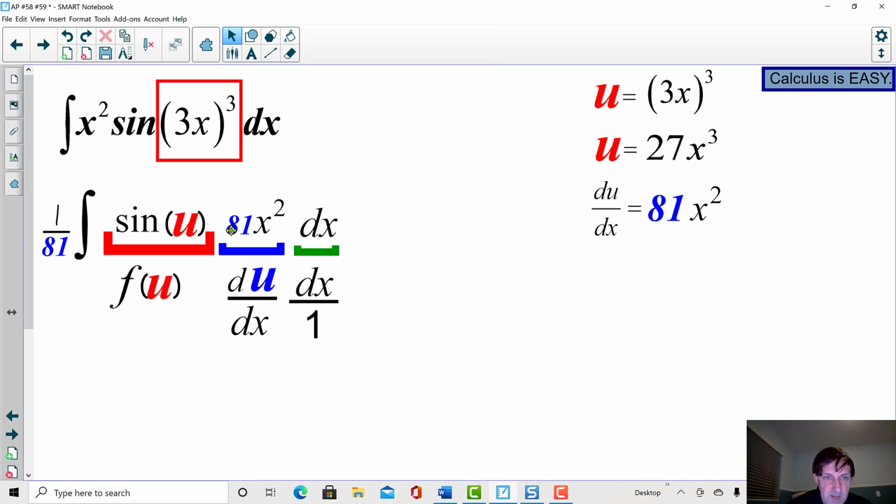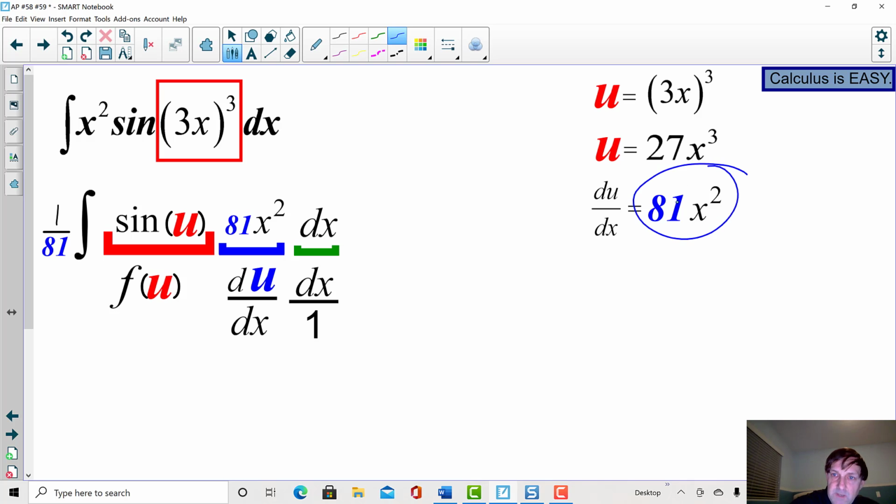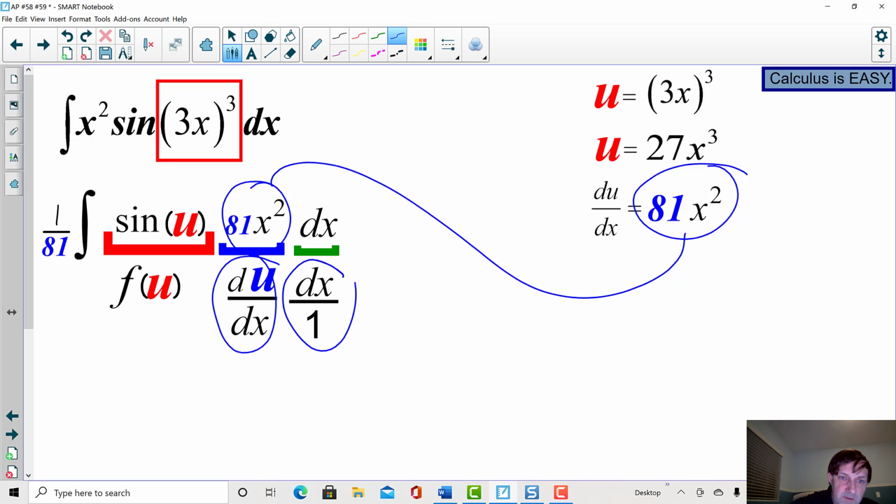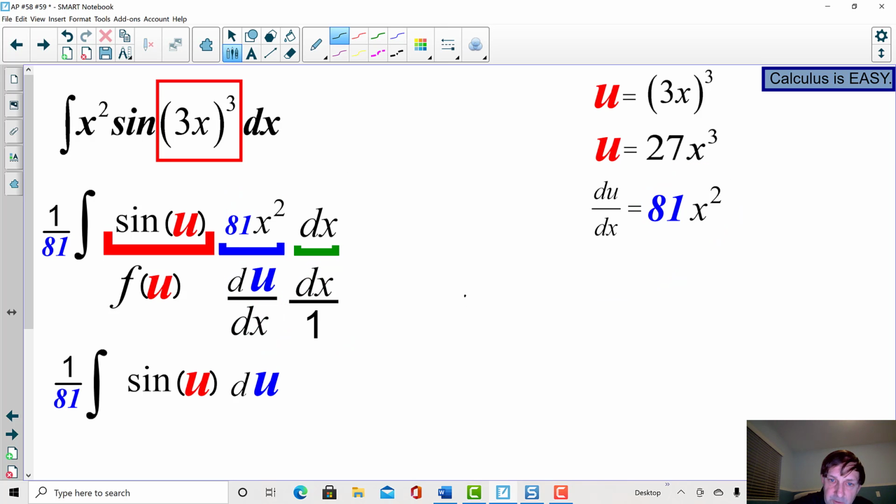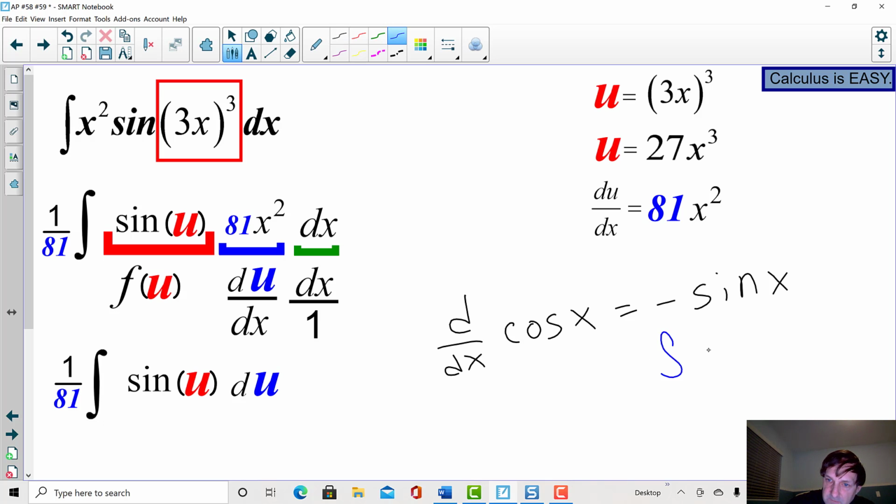And now I do have an 81x squared, so my du dx is sitting right here, right next to the dx. So if your du dx is sitting right next to the dx, the dx's will cancel, and you'll just be left with du. Okay, remember the rule, the derivative of cosine is negative sine. So we want to go the other way. The integral of negative sine is going to give us cosine.